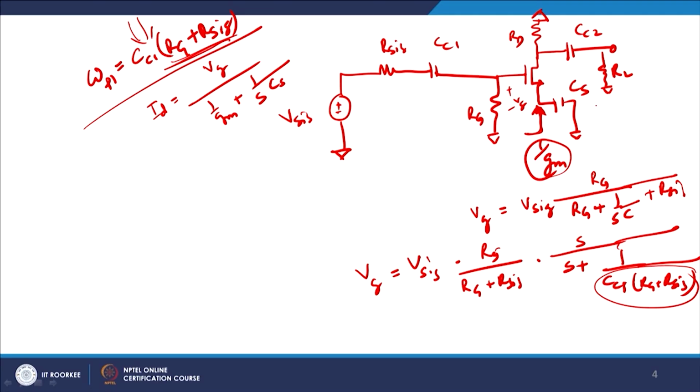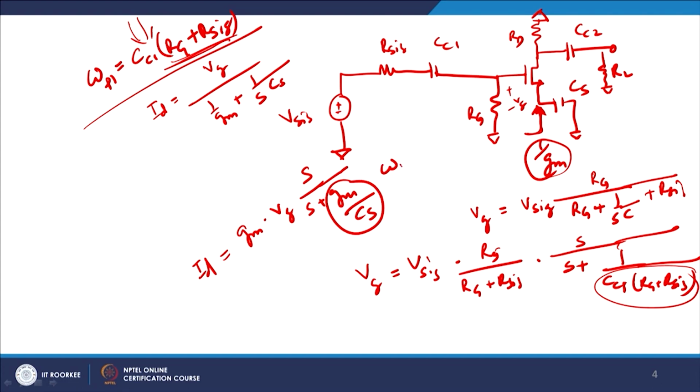Since they are in a parallel connection, you add them up, and Vg upon that will give you the value of the drain current. If you solve it, I get Gm times Vg times S upon S plus Gm by Cs. This is your ID, and therefore I get a second crossover point omega p2 as Gm by Cs. So I have a first crossover point given by this and the second crossover point given by this.